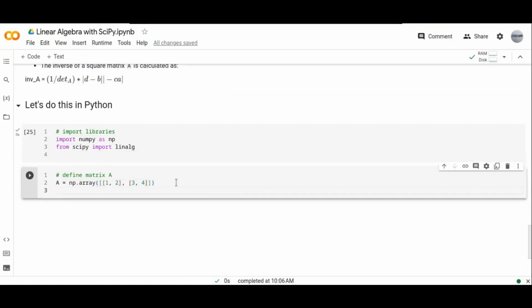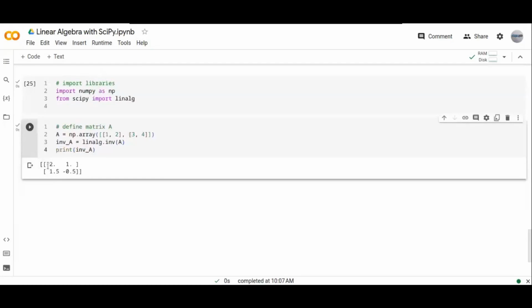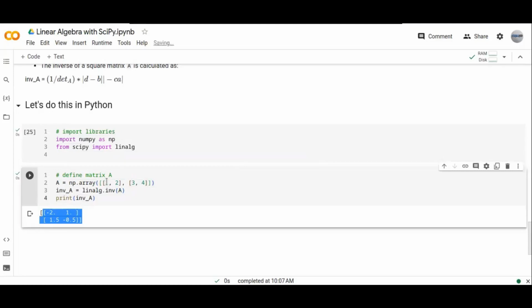Now let's find the inverse. Simply, without this mathematical notation, we can use a function from SciPy linalg. We can find the inverse of A using linalg.inv. Then we pass that matrix into this, and we can find the inverse of matrix A. Yeah, this is another matrix, the inverse of matrix A.